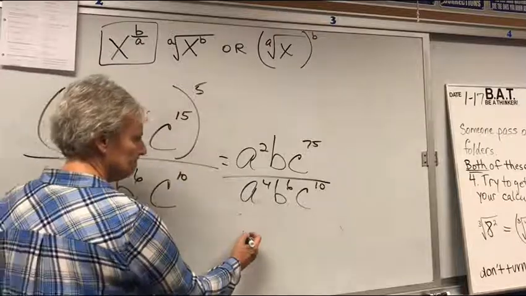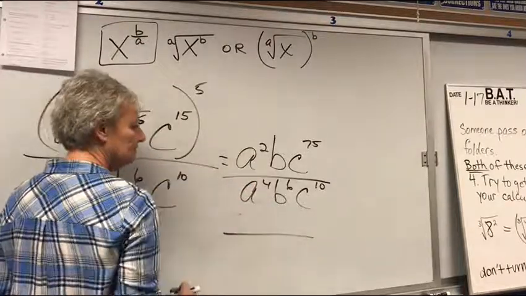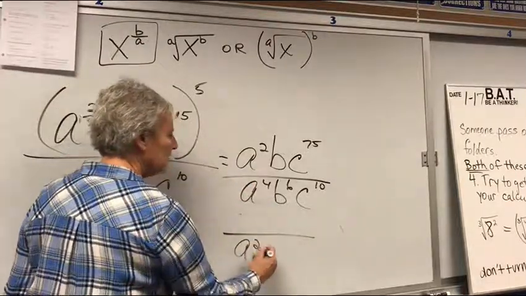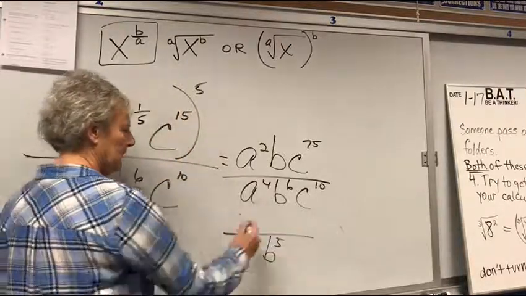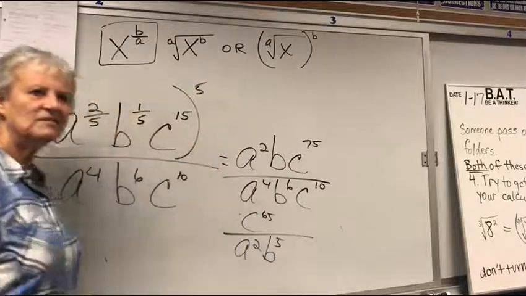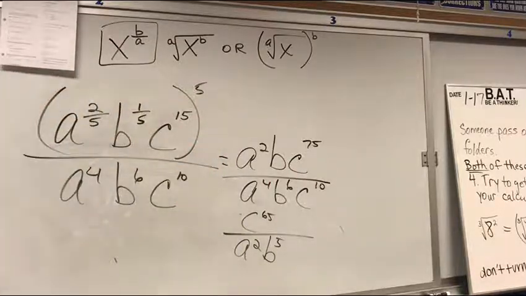Final answer? Where's the A's? On the bottom. A squared on the bottom, B to the 5th on the bottom, C to the 75 on the top. And look how hard that looked. Only a couple of steps.